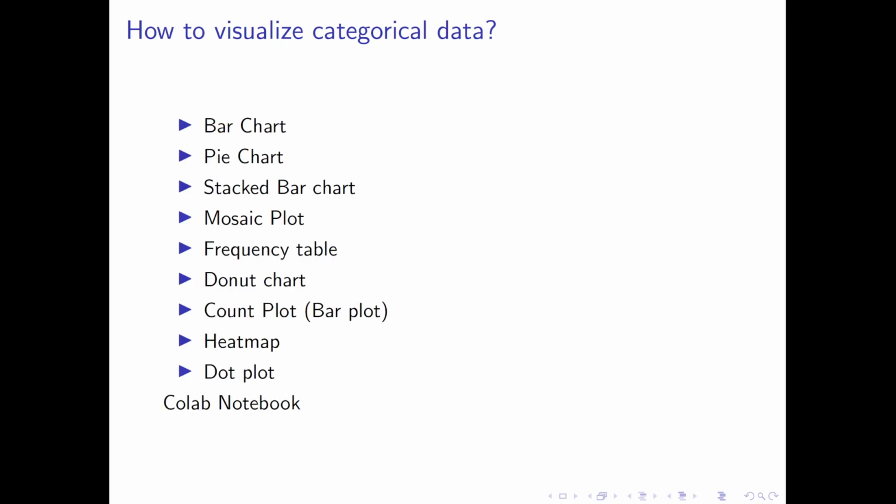So in this video we are going to discuss how to visualize categorical data. There are different kinds of charts and plots, like bar chart, pie chart, frequency tables, donut chart, and heat map, which can be used to visualize categorical data. I'm going to show you the Python code and how these different plots and charts look.